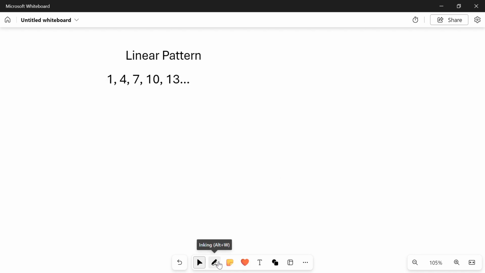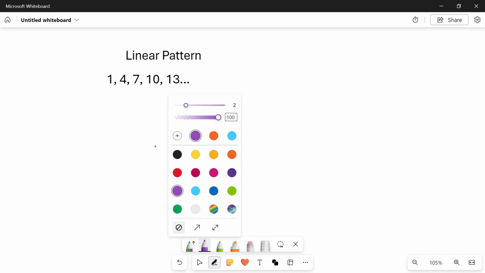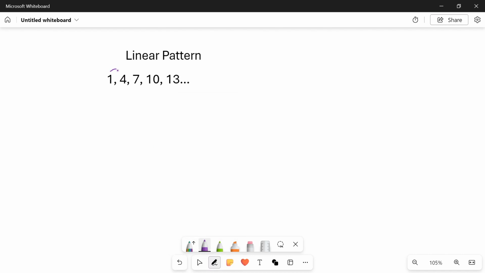Okay, because as I look at this pattern here, I see that to get from one number to the next, all I have to do is add 3. And then if I go here, I add 3. And then if I want to go there, again, I'm adding 3. And if I go here, I add 3, okay? So that's a linear pattern.